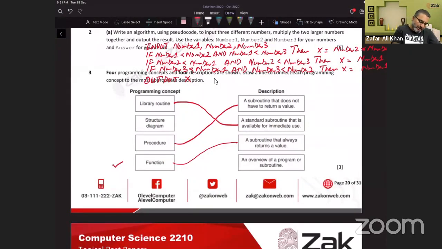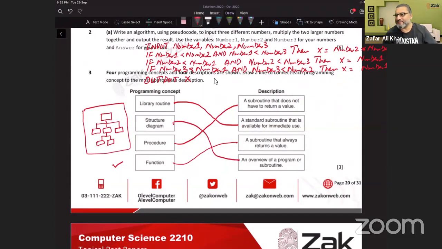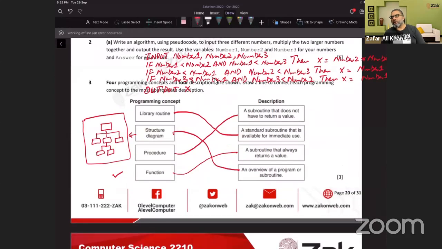Structure diagram. Structure diagram is when we describe a program like this. So a program is divided into these subroutines, and these subroutines might also be divided into other parts. So this particular diagram is called a structure diagram. An overview of the program or subroutines. Sometimes we call it top-down approach, modular diagram.